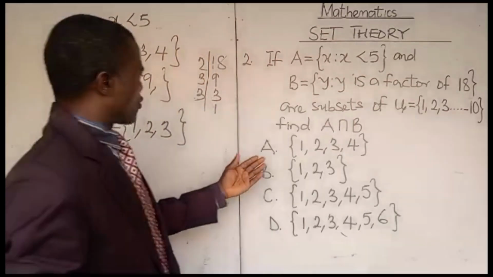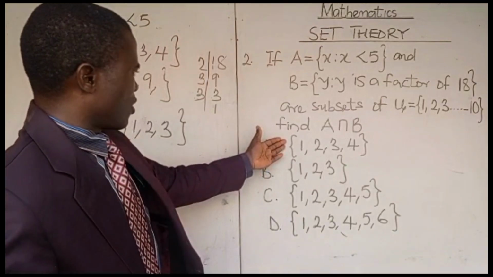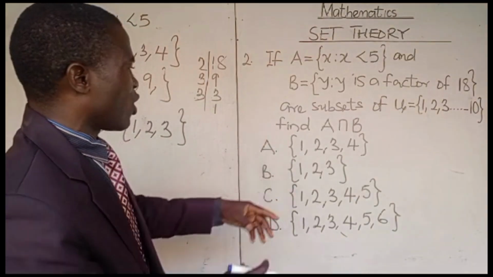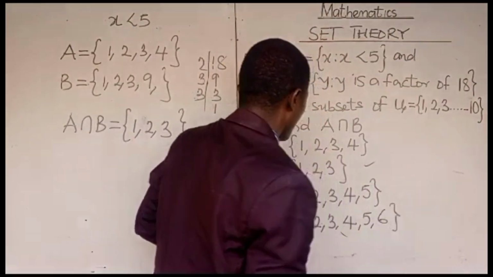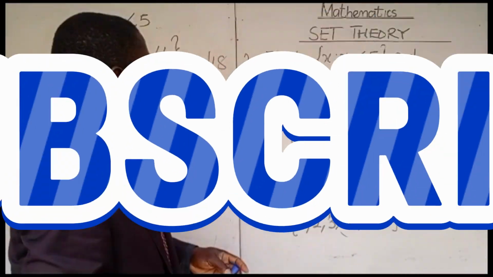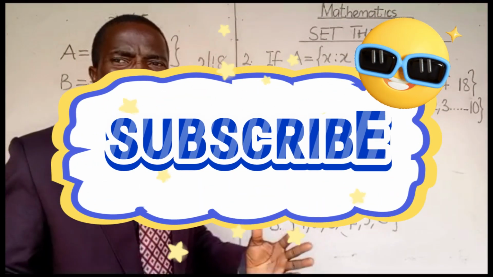Let's look at the correct option. Option A, wrong. Option B is correct. That is the most appropriate option. Option B is the most appropriate. I want to believe it's very clear.